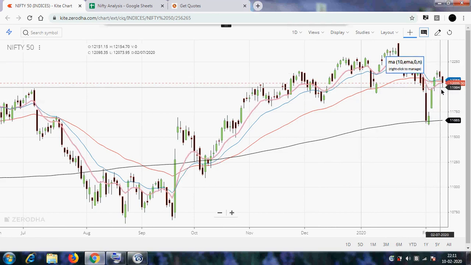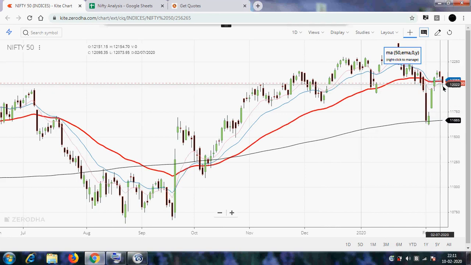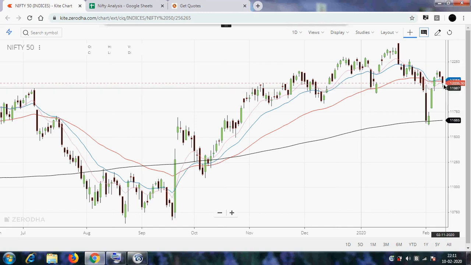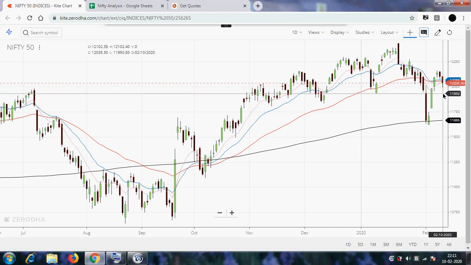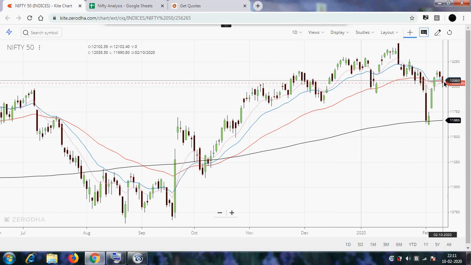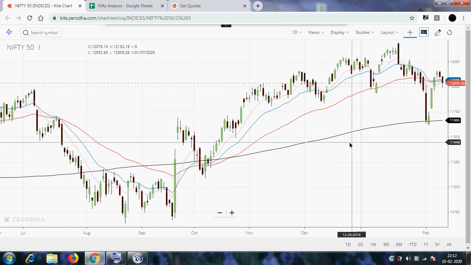We had a doji and then a bearish engulfing, and today also we have a black candle, and today's close is close to this cluster of moving averages: 10 period, 20 period, and 50 period. So this 12,030 to 12,060 range is going to be very critical in the coming few days. Okay, so now we saw that from the chart.